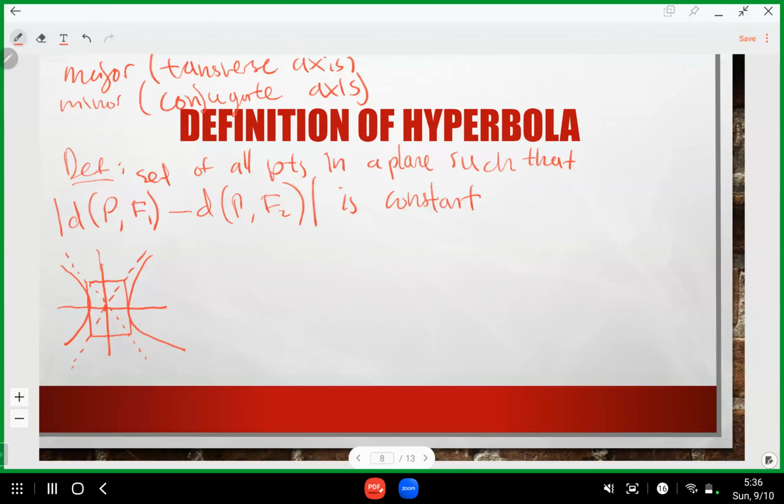So obviously, if it opens left and right, the transverse axis is going to be horizontal. But if it opens up or down like this, then obviously the transverse axis is going to be vertical and the conjugate axis is going to be horizontal.